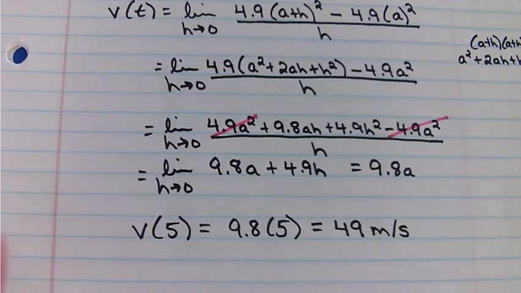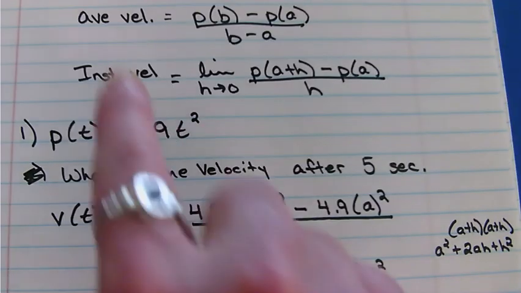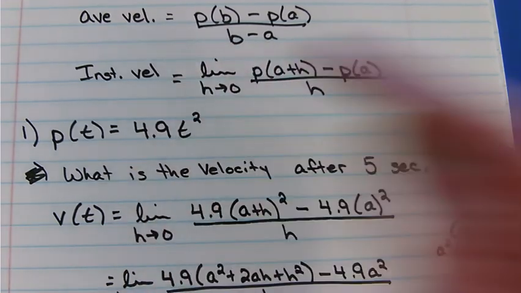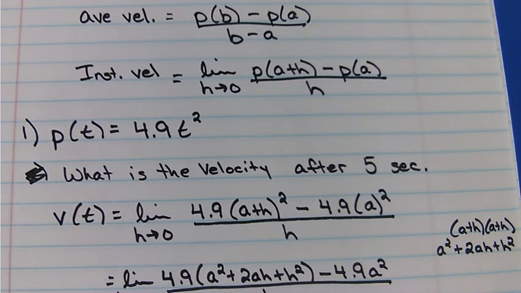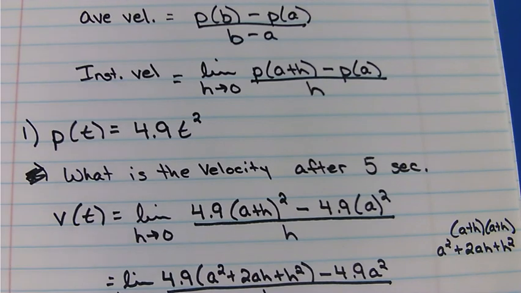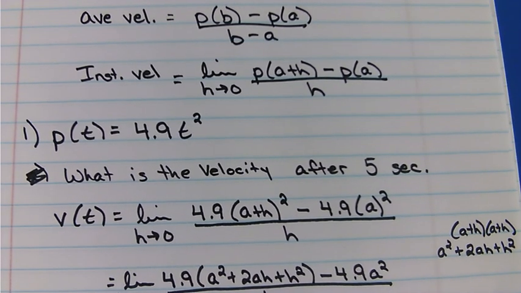So we can use these derivatives, this difference quotient, to find instantaneous velocity or instantaneous rate of change. So average rate of change is the rate of change over a time period, kind of like average velocity is over a time period. Instantaneous velocity, or instantaneous rate of change, is at a single point. It's going to be the derivative.